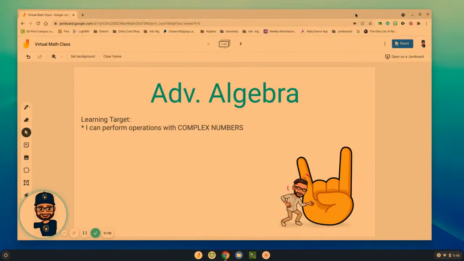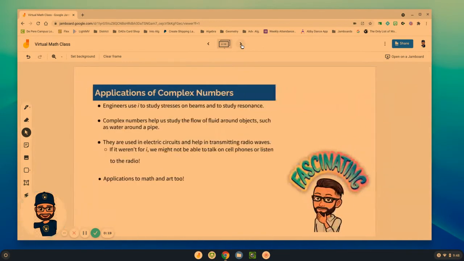Hello, Advanced Algebra students, and welcome back to another video lesson as we continue to explore imaginary numbers and complex numbers. Today we're going to look at operations with complex numbers. So if you've got your air guitar ready, let's rock on and get going.